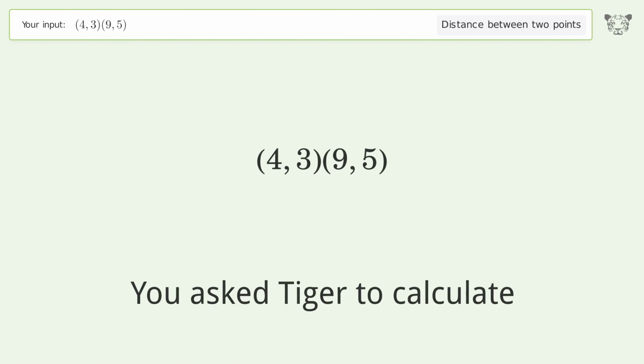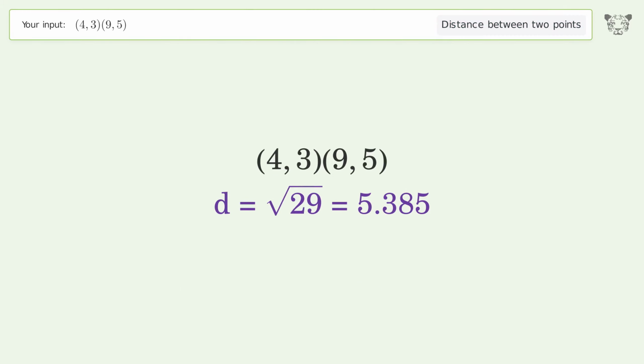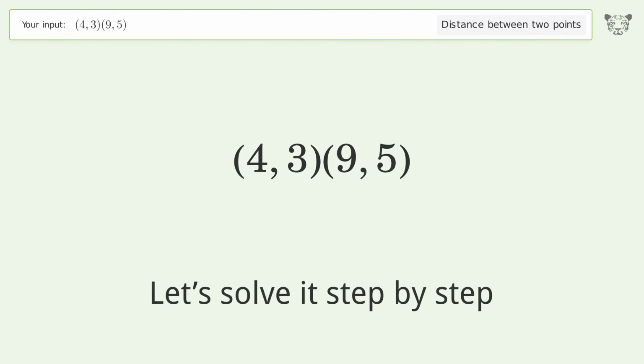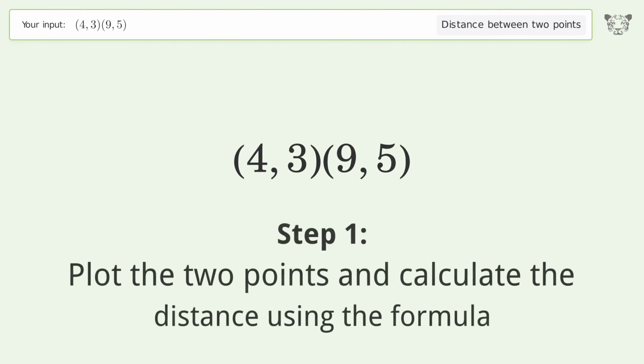You ask Tiger to calculate. This deals with the distance between 2 points. The distance between the 2 points is the square root of 29, or 5.385. Let's solve it step by step. Plot the 2 points and calculate the distance using the formula.